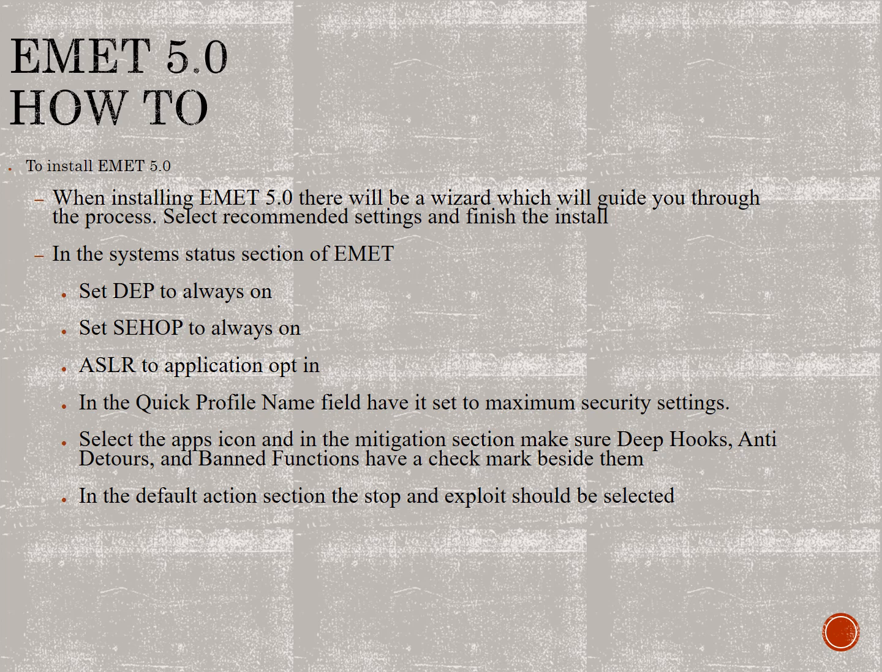You also, in the next section over from the far right, so the second section from the right, will find the Default Action section at the bottom. Stop on Exploit should be selected, not Audit. Audit is useful if you want to troubleshoot or see what's going on, but Stop on Exploit is what you should have selected if you want this to be running fully.